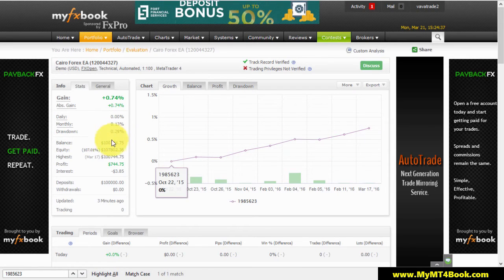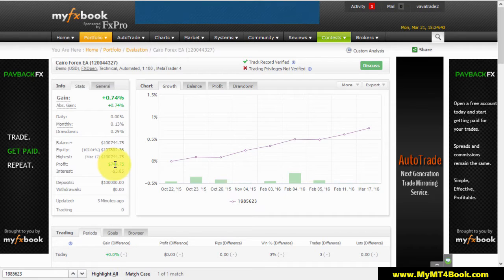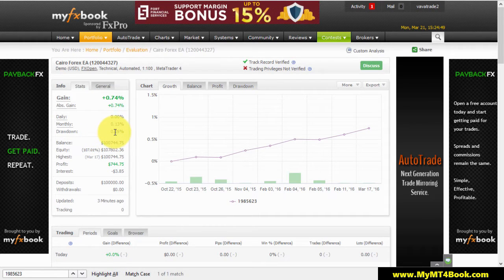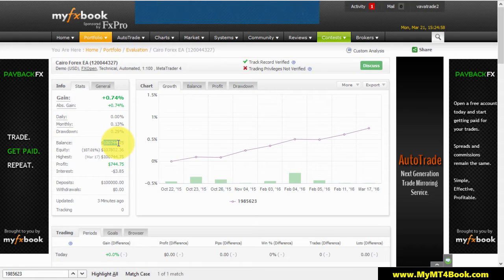I can see that it made a profit of $744. All these figures like gain and drawdown don't make much sense because I'm just using a $100,000 demo account just to allow all these trading strategies. When I run so many trading strategies, maybe all of them will lose money big time, except for one trading strategy, and I want this trading account to last for quite a long time, so I just choose quite a big account for that reason.